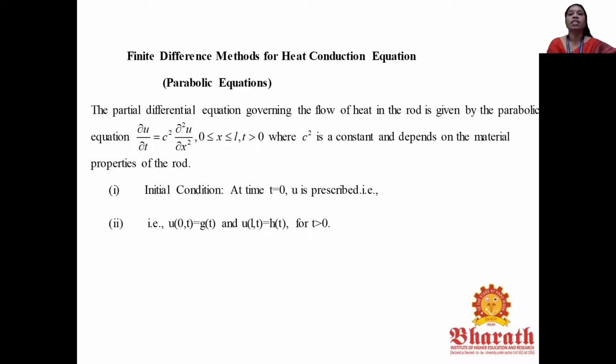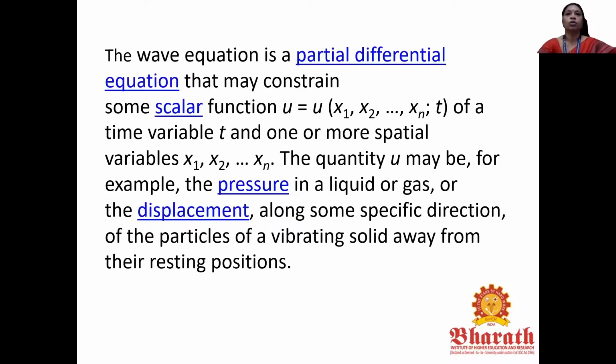The initial condition is that at time t equal to 0, u is prescribed. That is, u(0, t) = g(t) and u(L, t) = h(t) for t > 0.